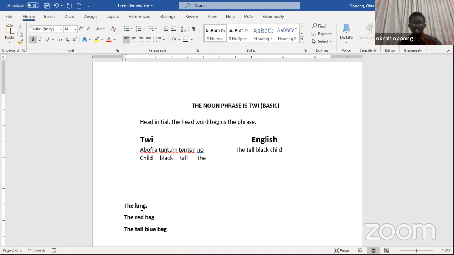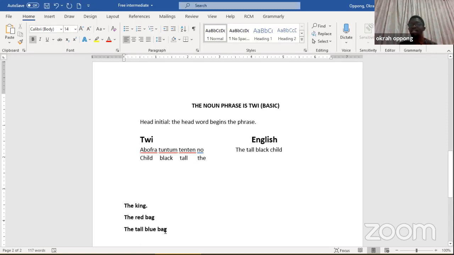So when you have a structure like this, the tall blue bag, the red bag, the king, we refer to it as the noun phrase. And it has a different structure in our language compared to how English uses it, in our explanation of how we conceptualize the noun phrase. Okay, let's look at this example: the king, the red bag, the tall bag. The head word in these three phrases is the last word. So we have king, bag, and bag, right?